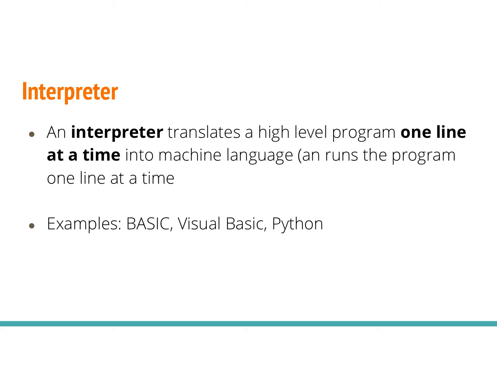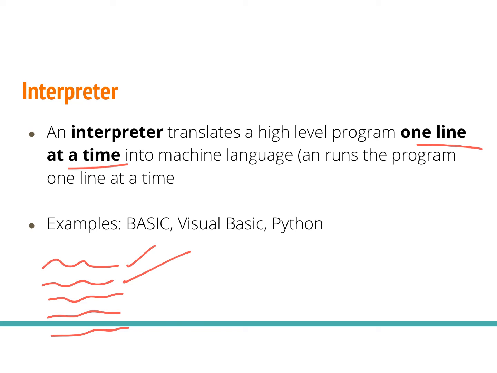Now, an interpreter is similar. It translates high-level languages into machine language, but what this does is it translates one line at a time and then runs one line at a time. So there'll be different lines of code, and it'll go through, translate line 1, run line 1, translate line 2, run line 2. Now, say we have 5 lines of code here: we've translated line 1, it runs. Translated line 2, it runs. If it translates line 3 and it finds an error, the program stops.